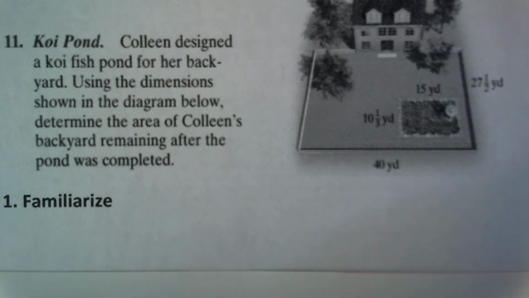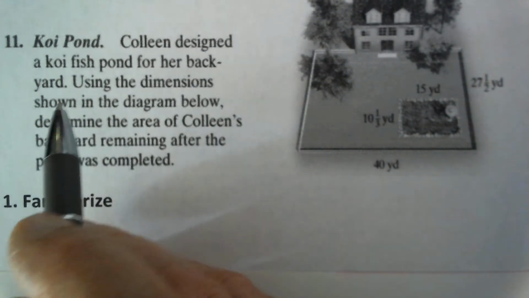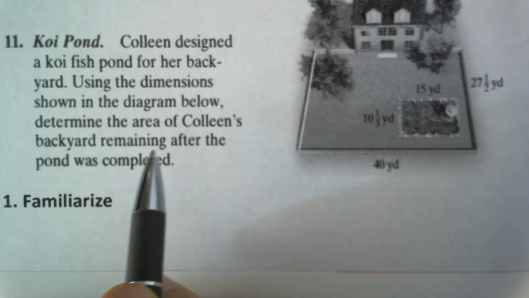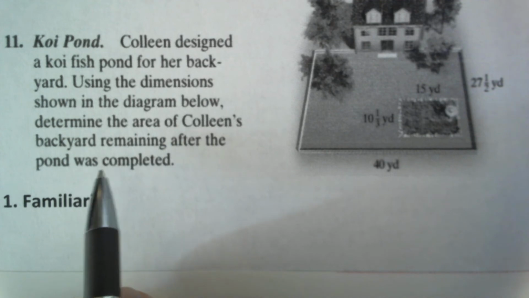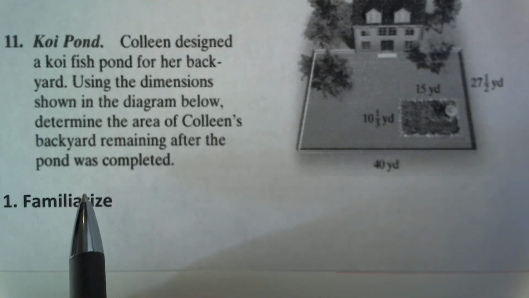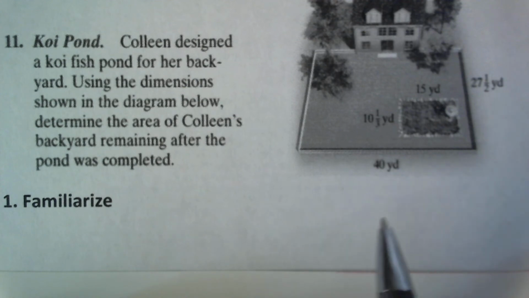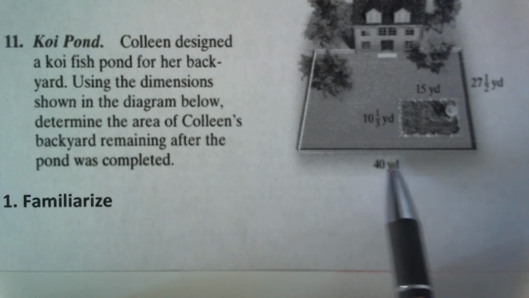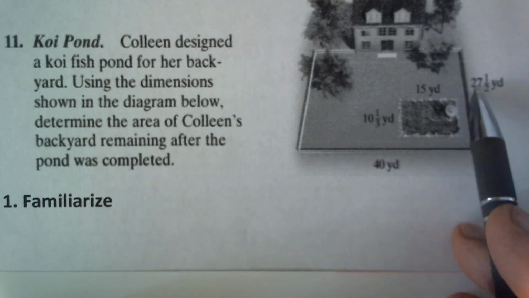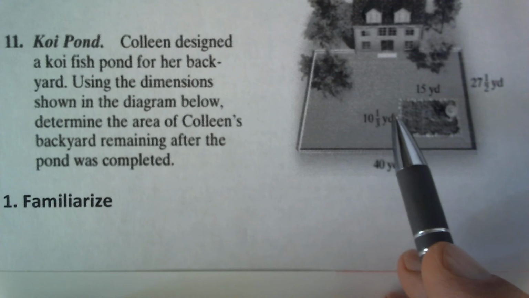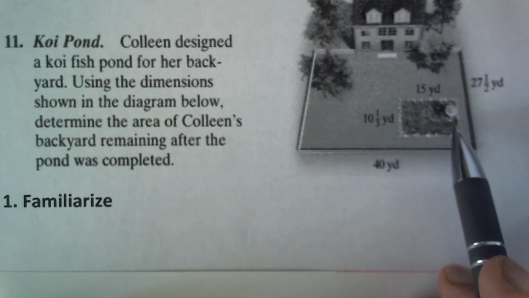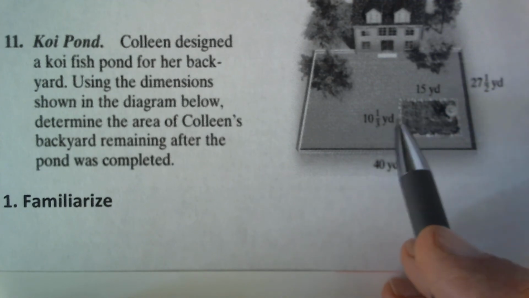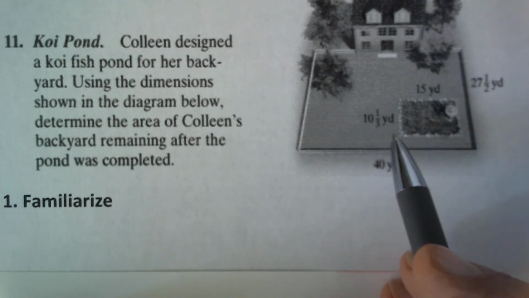In the next exercise, there's a koi pond. Colleen designed a koi fish pond for her backyard. Using the dimensions shown in the diagram, determine the area of Colleen's backyard remaining after the pond was completed. When we look at the diagram, we see there's a yard here, the backyard, 40 yards by 27.5 yards. Inside is the design for the koi pond, and that has dimensions 15 by 10 1/3 yards.